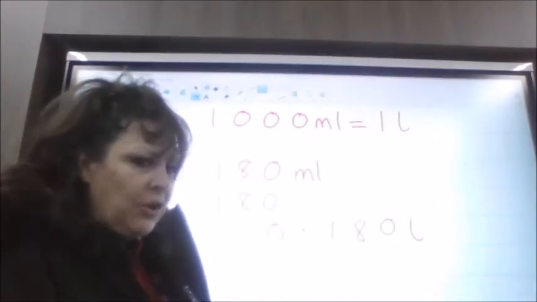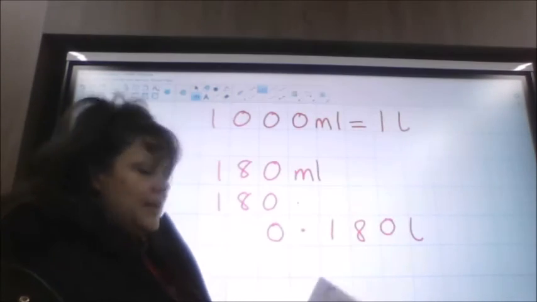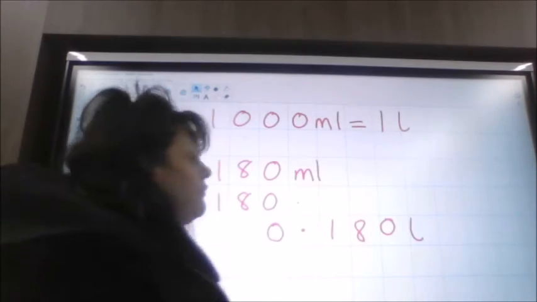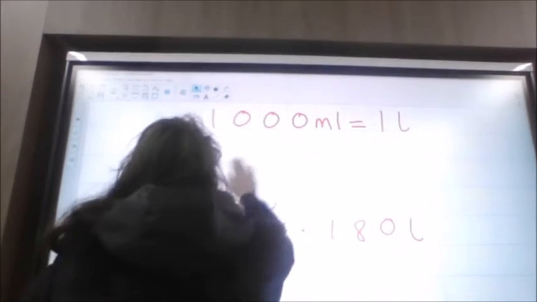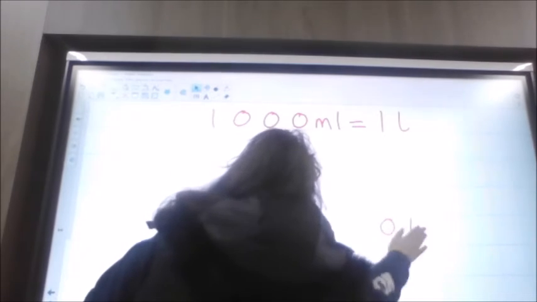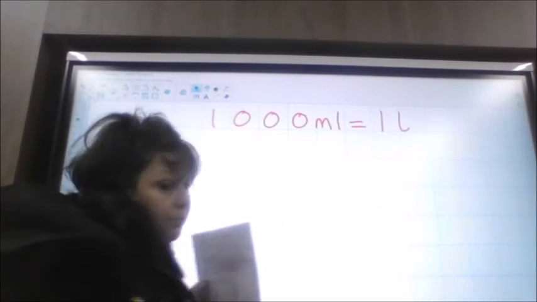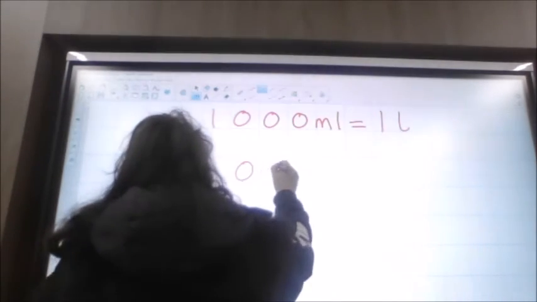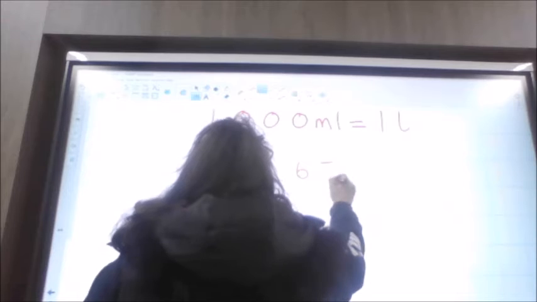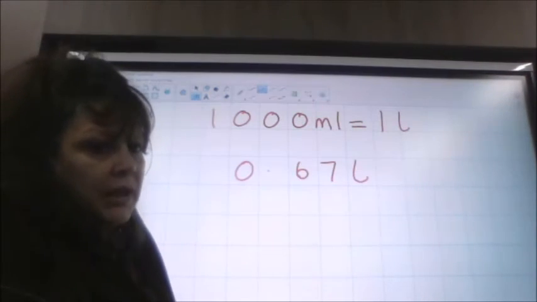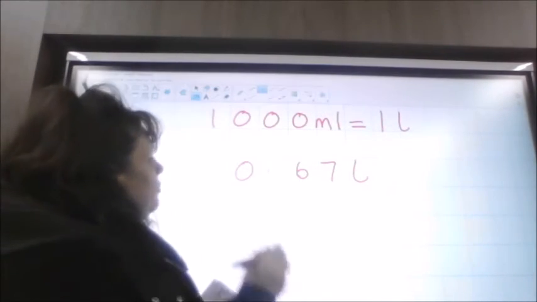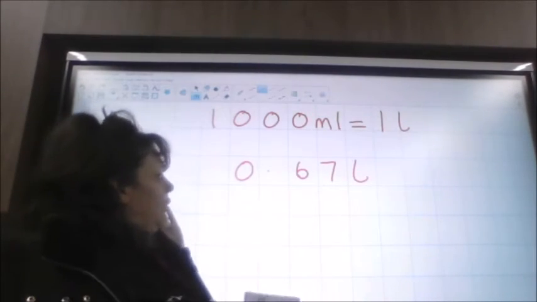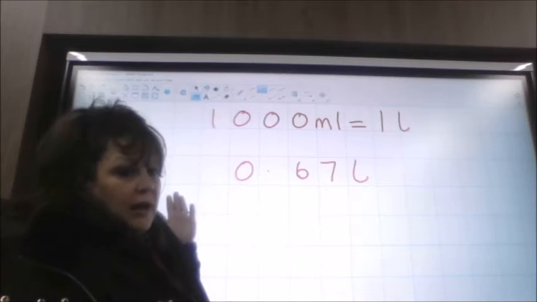Okay, so let's have a little look then at the next questions, because the other ones you're doing it the other way. So you're converting litres to millilitres. This time we're going to move our digits to the left because we're going to multiply by 1,000. So if I've got 0.67 litres, and I want to work out how many millilitres that is, I'm going to multiply by 1,000. So our digits are going to go 3 places to the left.